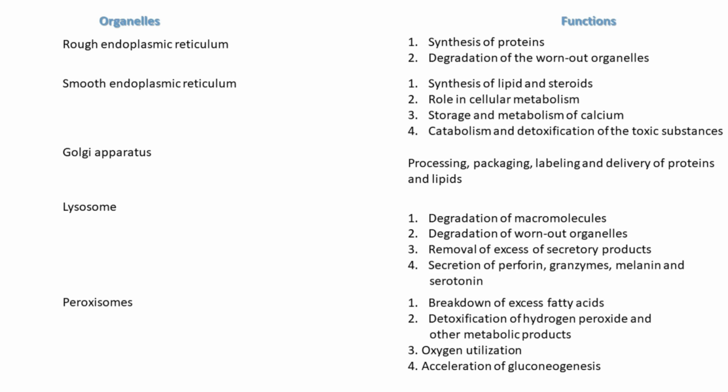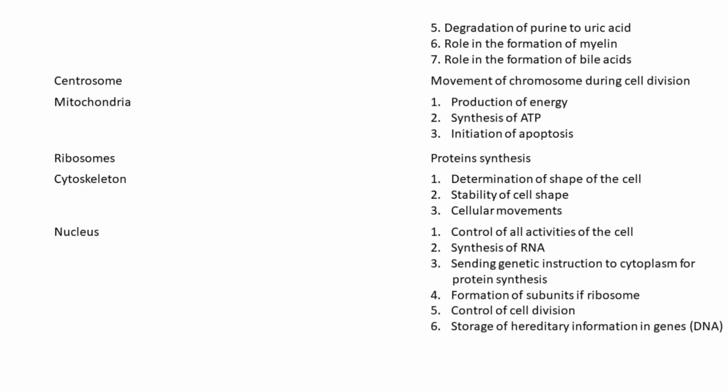Golgi apparatus: processing, packaging, labeling, and delivery of proteins and lipids. Lysosome: degradation of macromolecules, degradation of worn-out organelles, removal of excess secretory products, and secretion of perforin, granzymes, melanin, and serotonin. Peroxisomes: breakdown of excess fatty acids, detoxification of hydrogen peroxide and other metabolic products, oxygen utilization, acceleration of gluconeogenesis, degradation of purine to uric acid, role in the formation of myelin and bile acids.